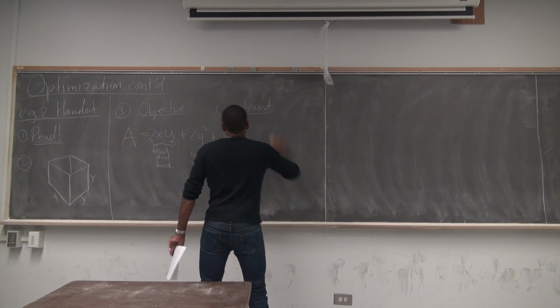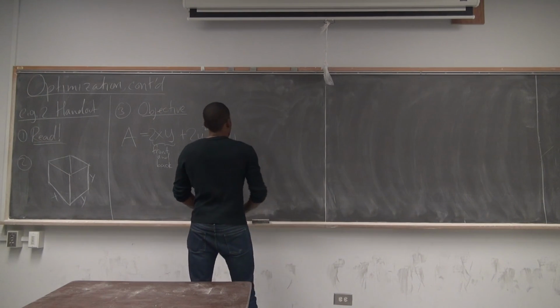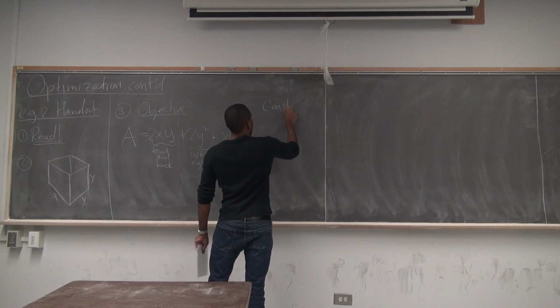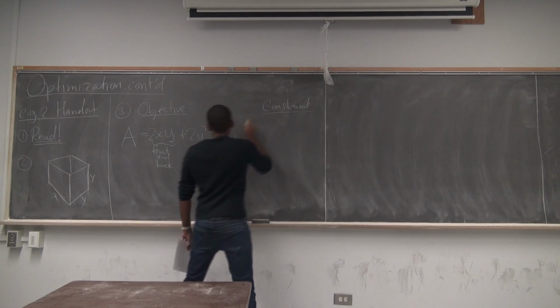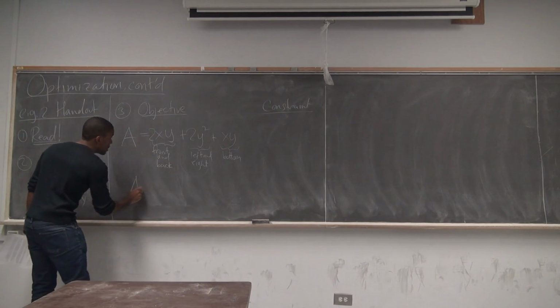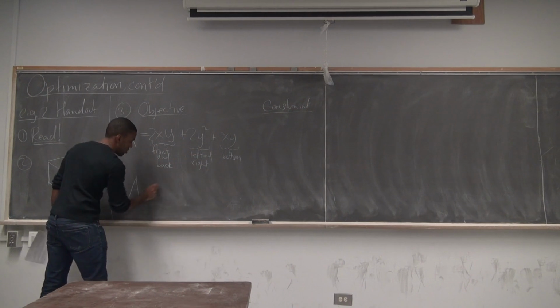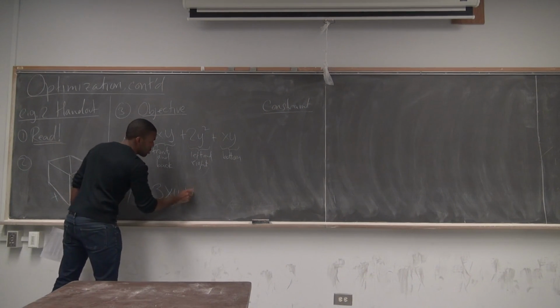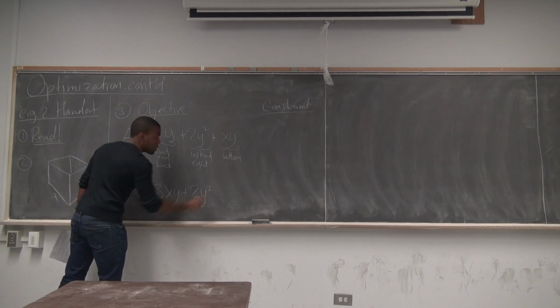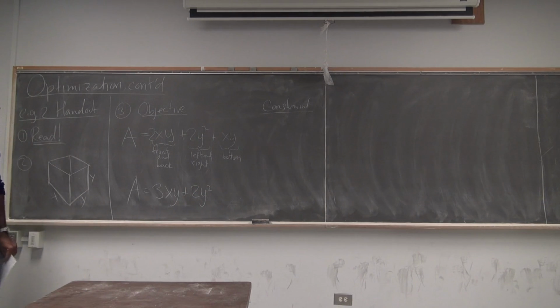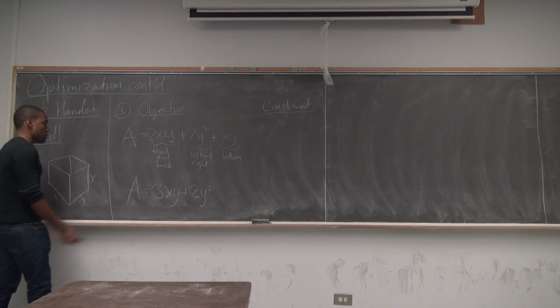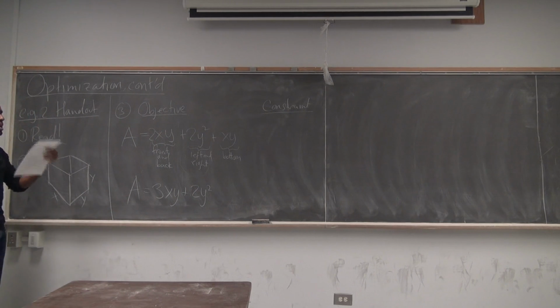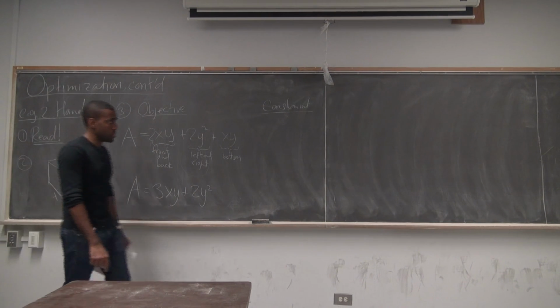Okay? So, in other words, our objective equation becomes A equals, what, 3xy plus 2y squared. Okay, so that's going to be our objective equation. Right? We want to minimize A. Right? We want to minimize the amount of material used.